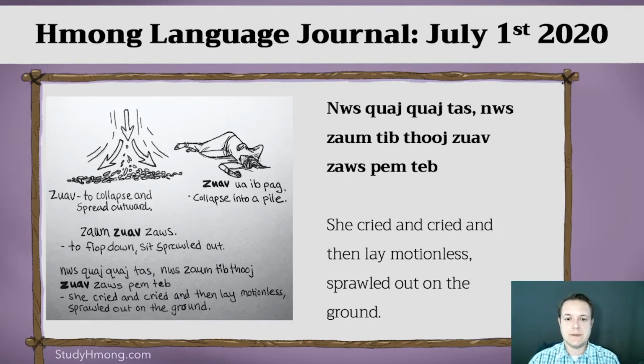And we have a longer example. Nu guo ta, nu zhao ti tong zhuo zhe bei tei. Again, nu guo ta, nu zhao ti tong zhuo zhe bei tei. So she cried and cried and then lay motionless, sprawled out on the ground, kind of just like she collapsed, all haphazard-like.